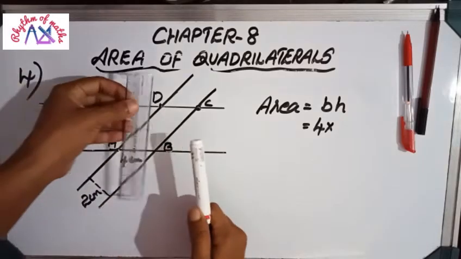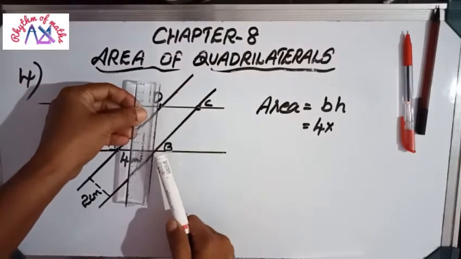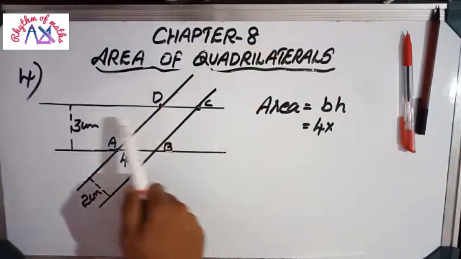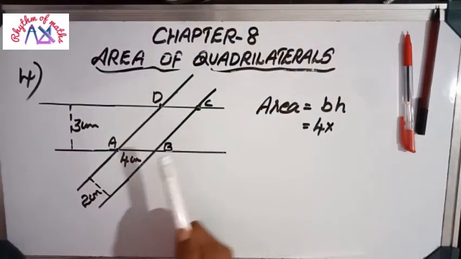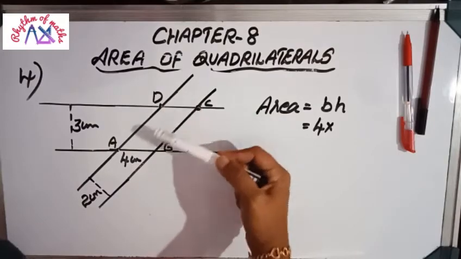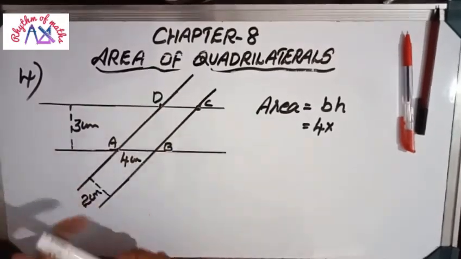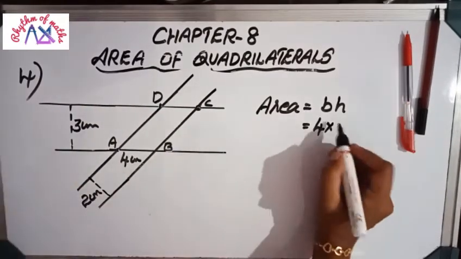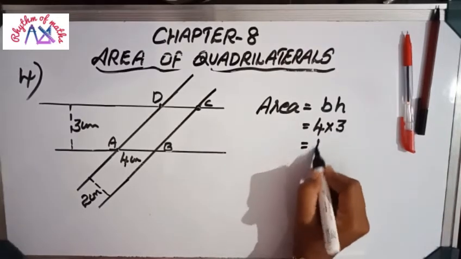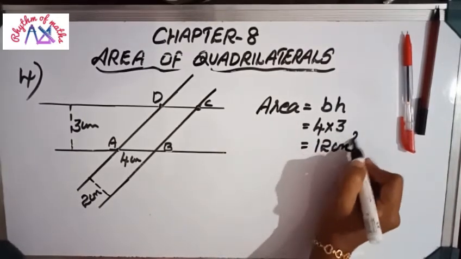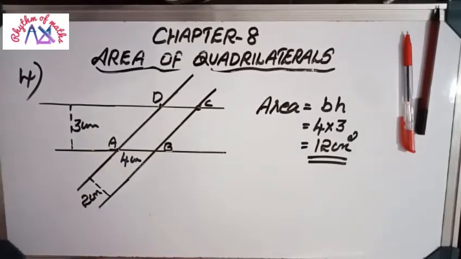So that means here also the distance will be what? The height will be what? Height of this parallelogram will be 3 centimeter because distance between these two parallel sides is 3 centimeter. So height is also 3. So 4 into 3, 12 centimeter square is the area of this parallelogram.